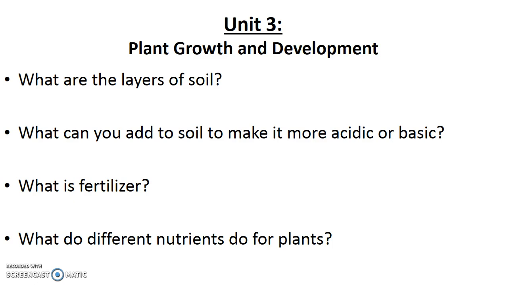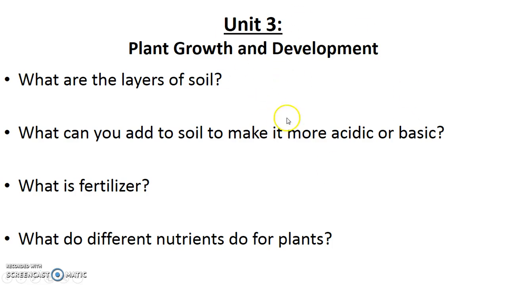You can add either peat moss or sulfur to make soil less acidic, or lime to make it more basic. And depending on what type of plants you have, you want your soil to be more acidic or basic. Fertilizer is macronutrients: nitrogen, phosphorus, and potassium. Nitrogen is good for leaves and stems. Phosphorus is good for flowers. Potassium is good for helping plants stay healthy and move water throughout their body.